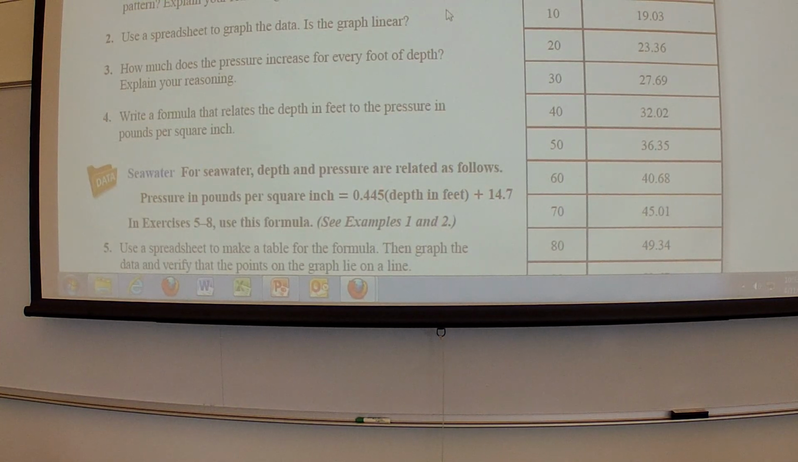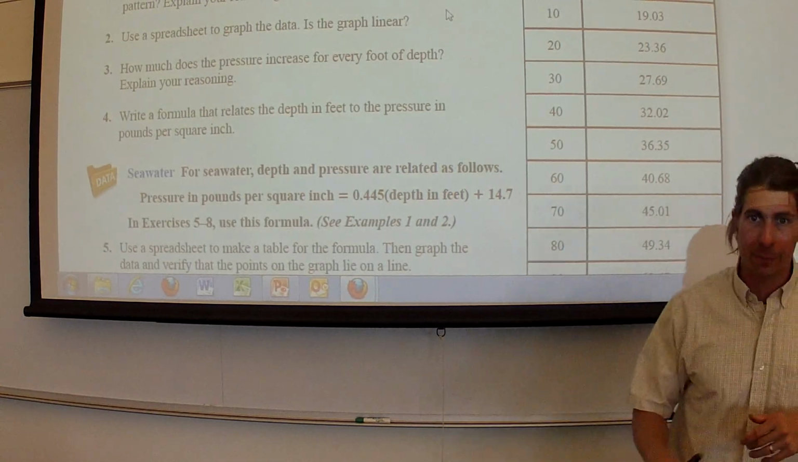Write a formula that relates the depth in feet to the pressure in pounds per square inch. Love it. Harmony, help me out. That seemed too easy to me. Go ahead. Doesn't it just pretty much give you y equals 0.433x plus 14.7? That's exactly what it is. What you have to do, since you've agreed that the relationship is a linear one, so you know that for a fact.